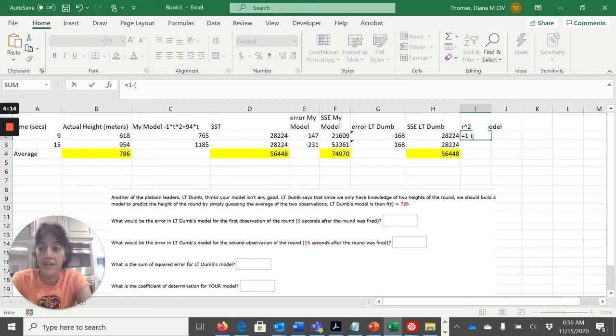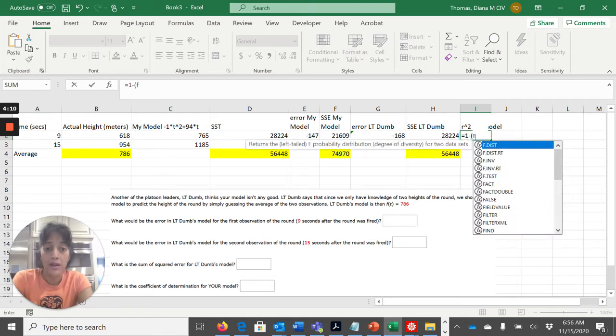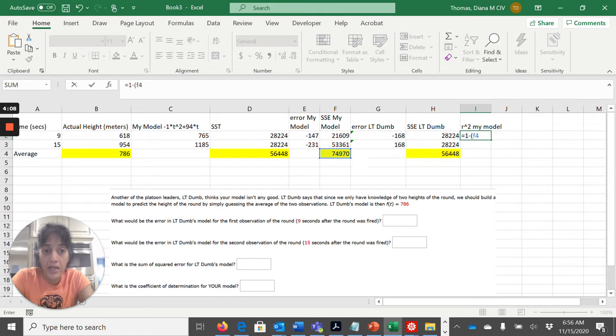in F4. I highlighted F4, divided by the error in the worst model, which is SST. That's in D4. So I take the ratio of these two things.